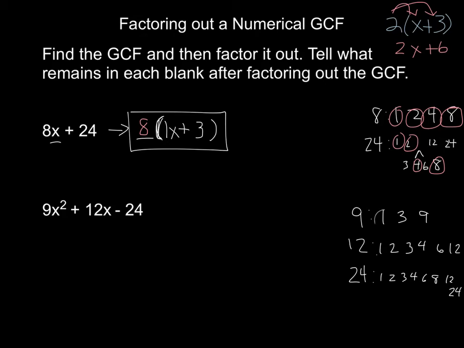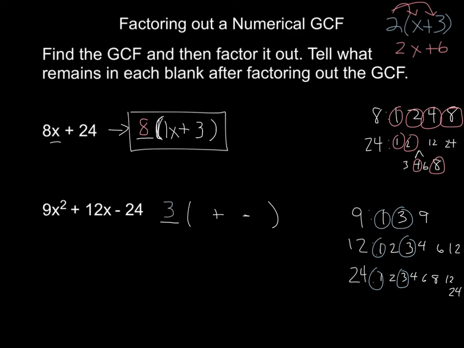All 3. So 1 is obviously common between all 3. 2 of them have 2's, but this one doesn't. They do all have a 3 though. And then the only other factor of 9 is 9, and neither of these have 9 as a factor. So 3 is our greatest common factor. So we're going to, again, think about how we're going to factor something out and have parentheses left here. Our plus here and our minus here are not going to change. We're going to factor out that 3.